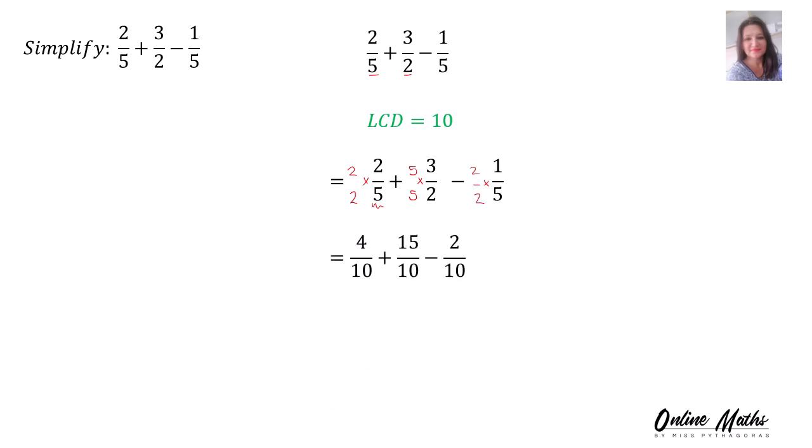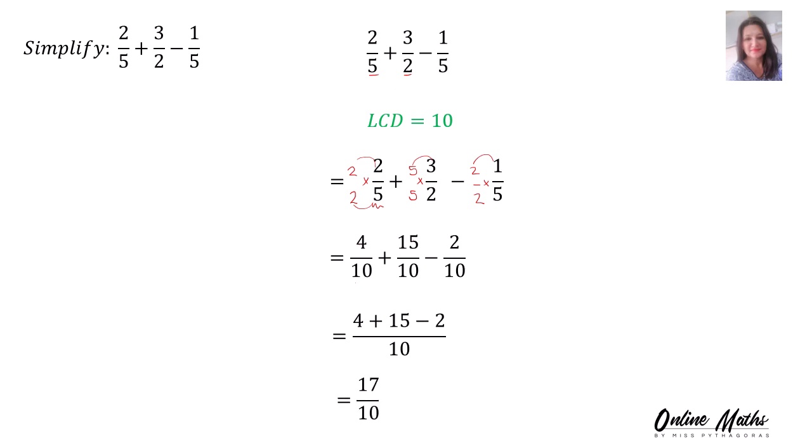And then we end with, on the numerator, 2 times 2 is 4, and the denominator 2 times 5 is 10. The next term, 5 times 3 is 15 over 10, and 2 times 1 is 2 over 10. So now that they are all over the same denominator, namely 10, we can add them. So we write it as 4 plus 15 minus 2, and the answer 17 tenths.